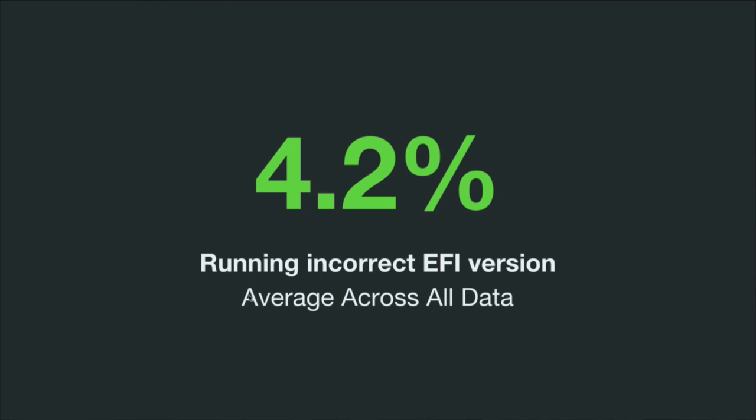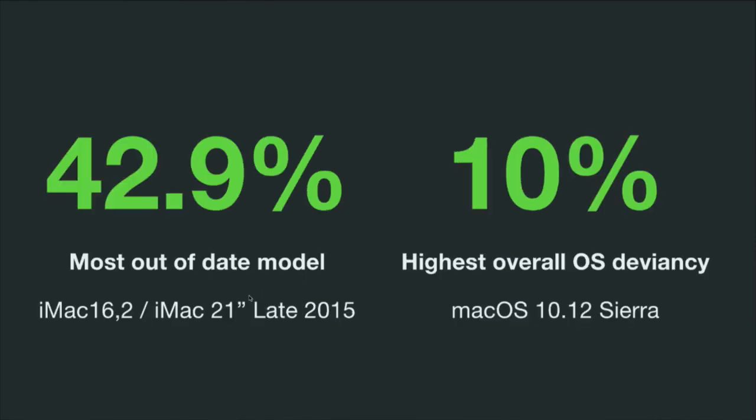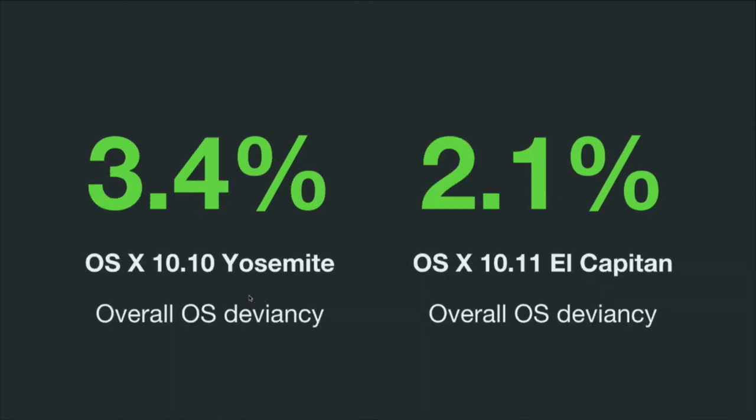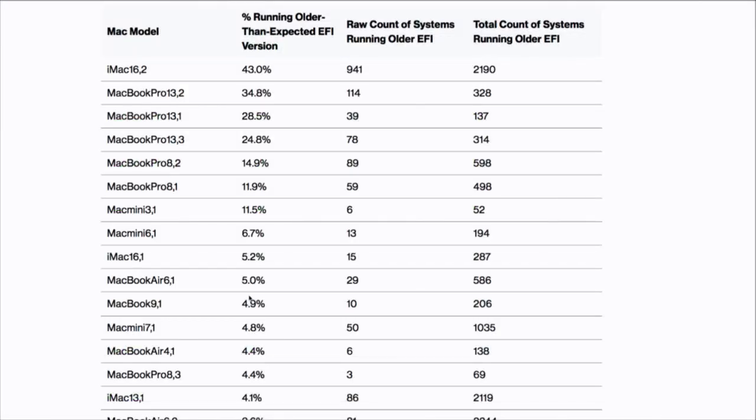And we found that overall, across all models and OS versions, 4.2% were running an incorrect EFI version, meaning older than what they should be. It's a pretty significant number. It's not mind-blowing, but it's also not in the very low tenths of a percent, so 4.2%. And this breaks out across the board kind of differently. The most out-of-date model was actually a pretty recent iMac model, where almost 43% were out-of-date. And the then-current OS at the time, when isolated for just 10.12, was actually 10% out-of-date, which goes up on the concerning scale. And then 10.11 was out of date 2.1%, and 10.10 3.4%. So it seemed to kind of go back and forth as far as out-of-date numbers.